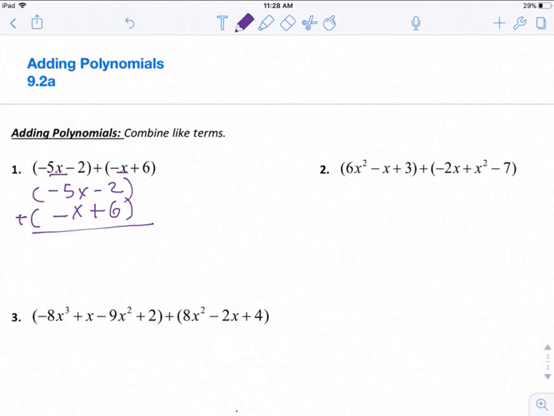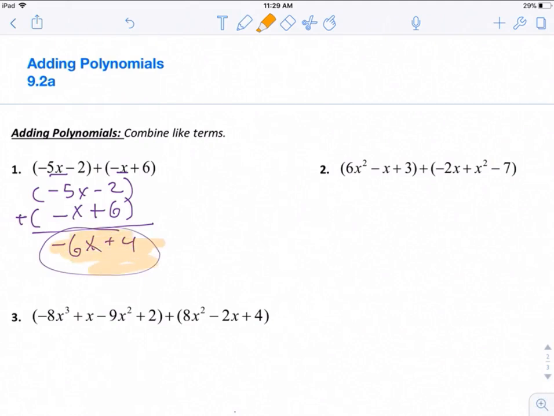So we do negative 5x minus x, which is, of course, minus 6x, because we're adding another negative onto it. And then we do negative 2 plus 6, which is plus 4. And that is our answer. So that one's kind of an easy one.